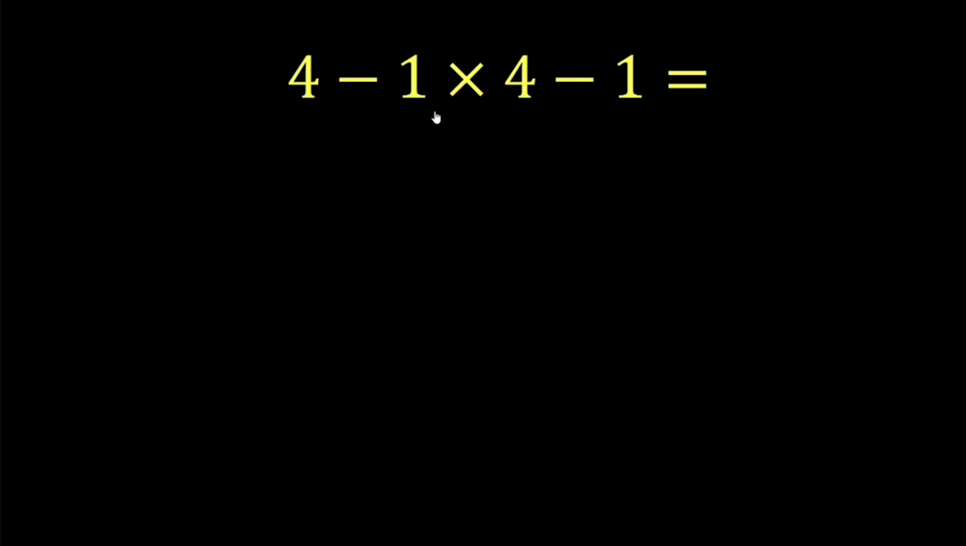4 minus 1 multiplied by 4 minus 1. Now, in this expression, there are 2 subtractions and 1 multiplication. According to PEMDAS, we know that multiplication has higher priority, so we first perform the multiplication here. 1 multiplied by 4 gives us 4, and our expression becomes 4 minus 4 minus 1.